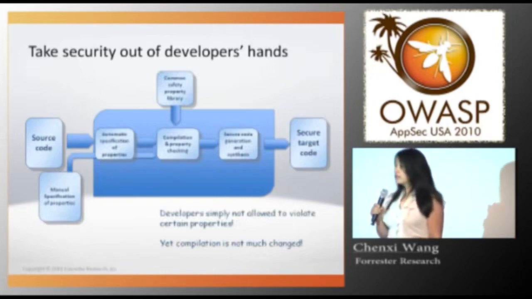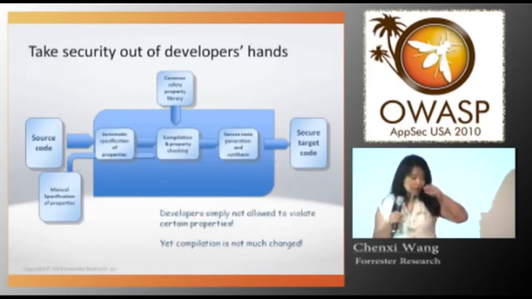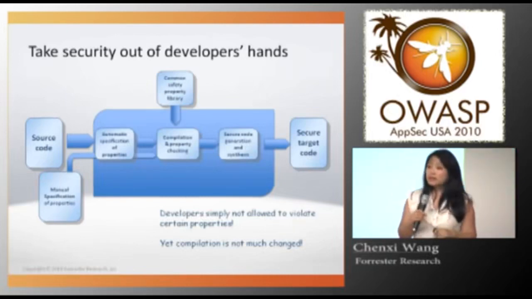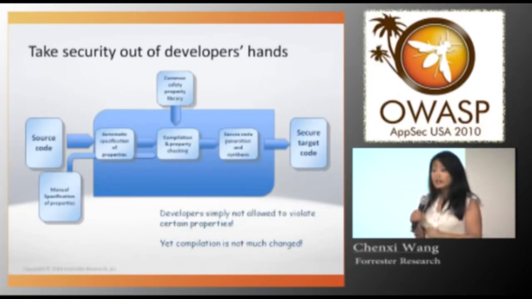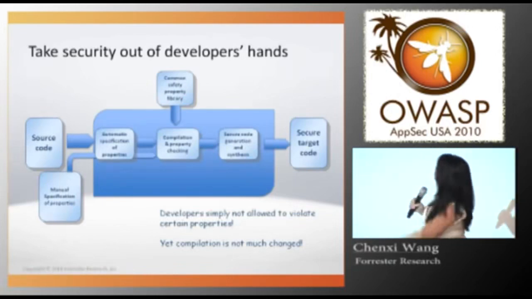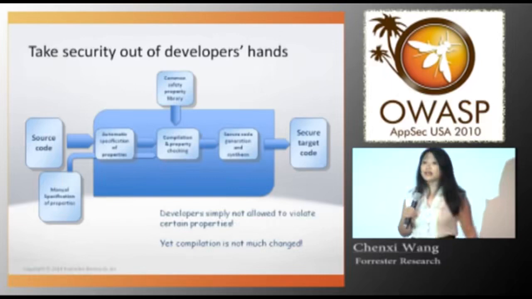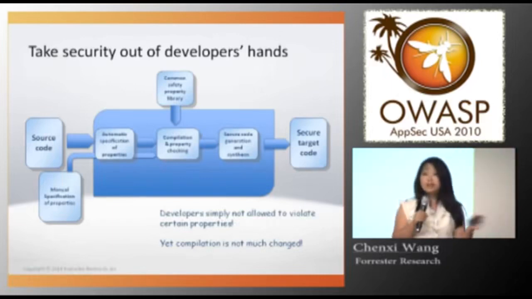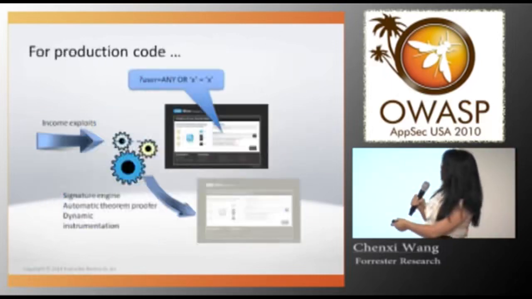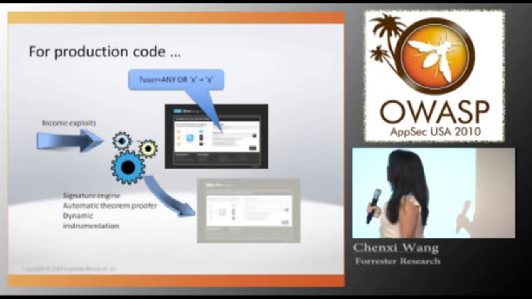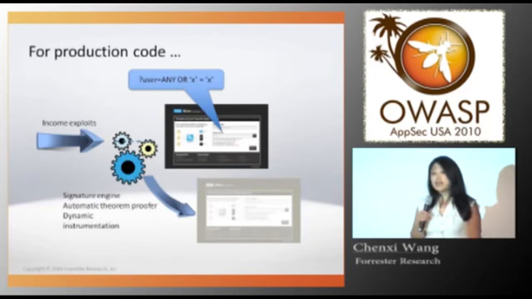For production code, now the compilation piece we were talking about was in development, right? For code that's already in production, what are we going to do? Now, let's say this one is code that has a code injection vulnerability in it. We've got incoming exploits, and typically it will result in a code injection. Instead of letting it go to the website, let's run it through a set of engines that does a few things.